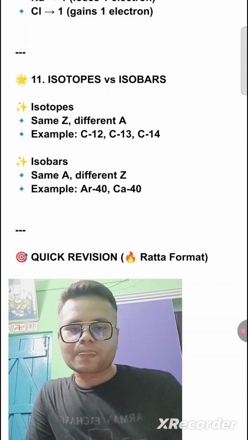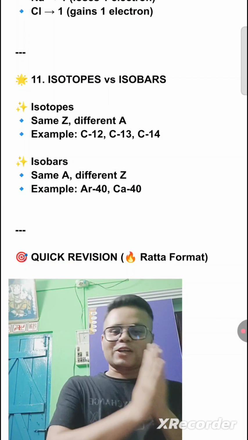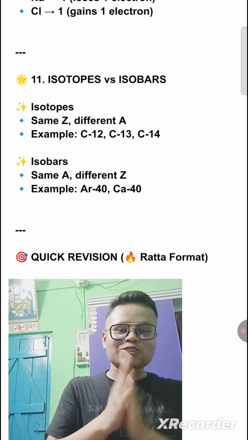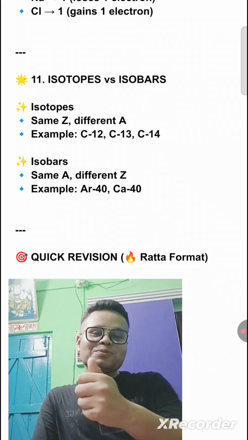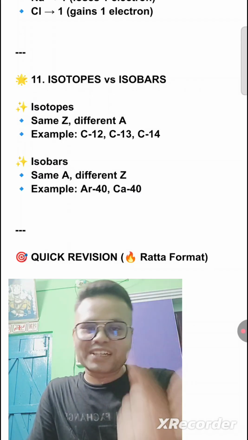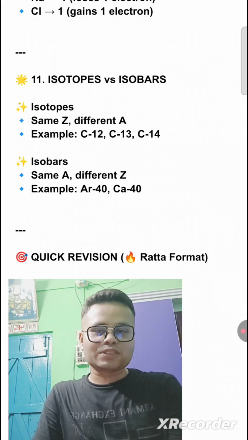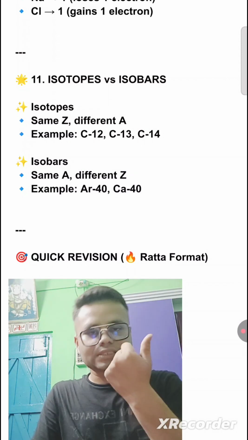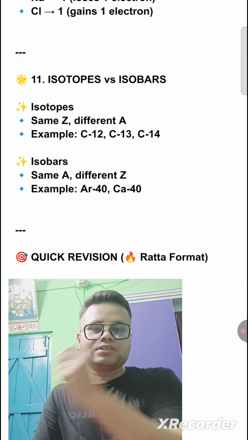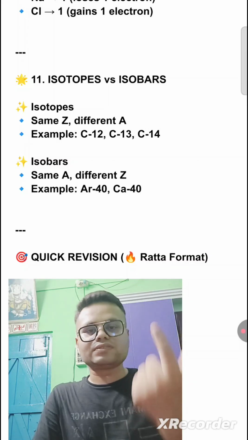Next class, isotopes versus isobars. These are our last topic. Isotopes have the same Z, different A. That is isotopes. Example: C12, C13, C14. Isobars have the same A, different Z. Examples are Ar40 and Ca40.